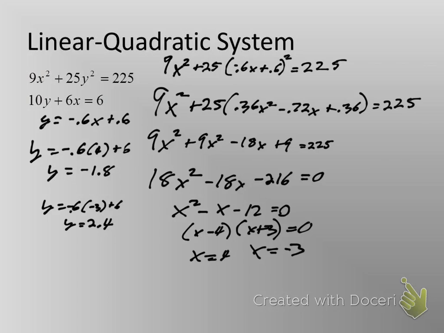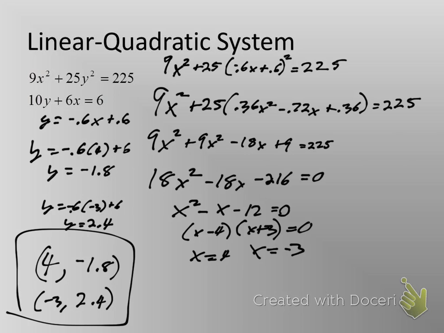And then you write your ordered pairs correspondingly. When you did your baby systems, you just put them in alphabetical order, x, y, z, whatever. Here you have to make sure you match them up with what they go with. So we have an x of 4, and when we plugged in 4, we got the y coordinate negative 1.8, and when we did negative 3, we got 2.4. And those are our solutions.